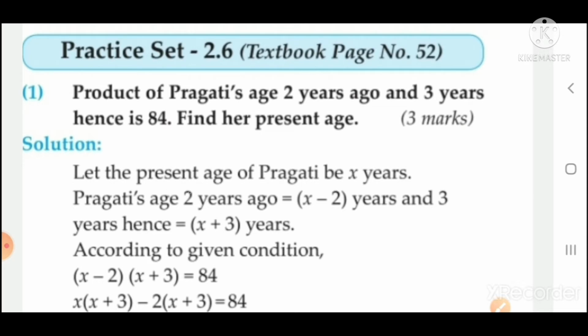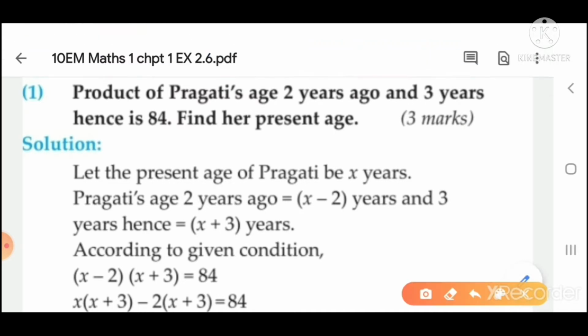So solution: let the present age of Pragati be x years, right? Now what is the first condition they have told? The product of Pragati's age 2 years ago and 3 years hence is 84. So Pragati's age 2 years ago, 2 साल पहले, that means you have to subtract. So x minus 2 years. And 3 years hence, मतलब 3 साल के बाद, that means you have to add. So x plus 3 years.